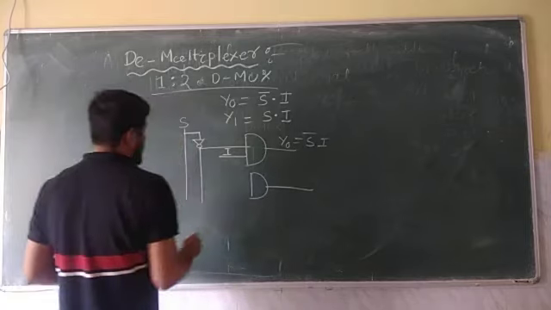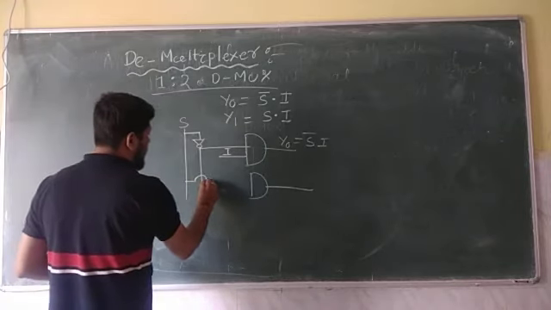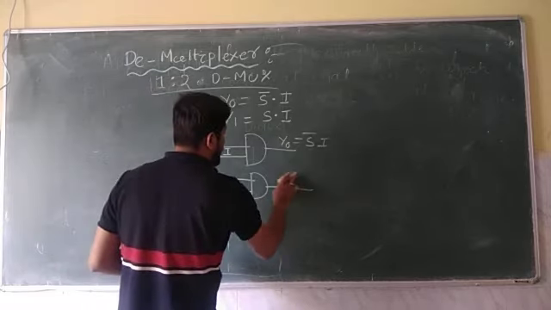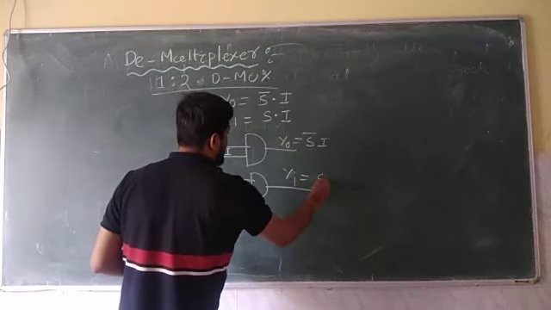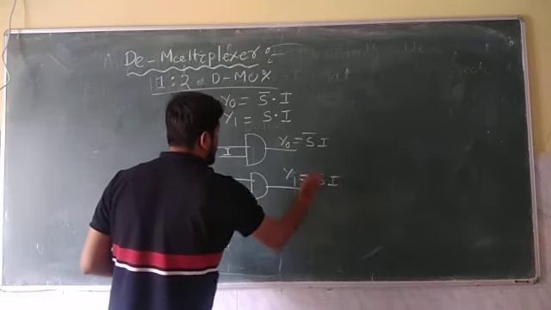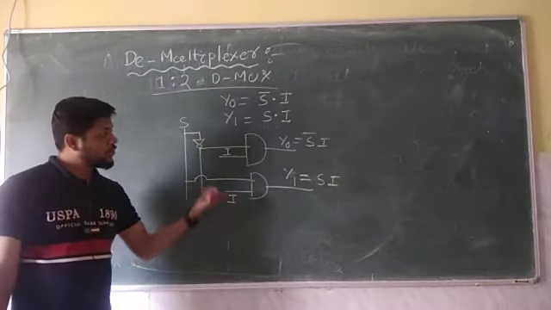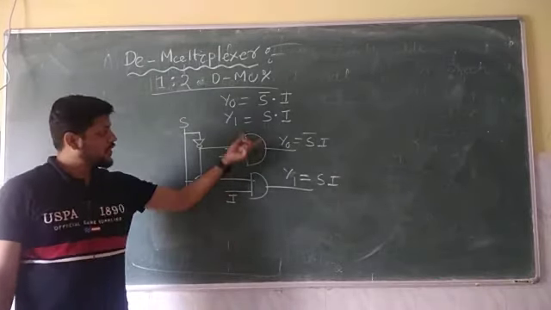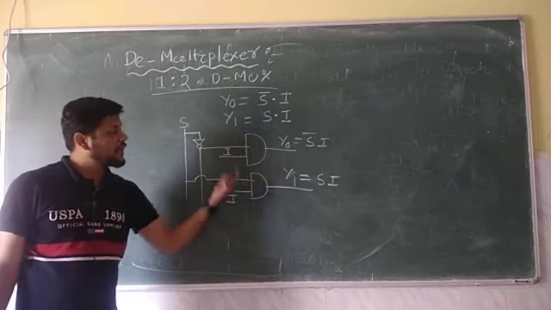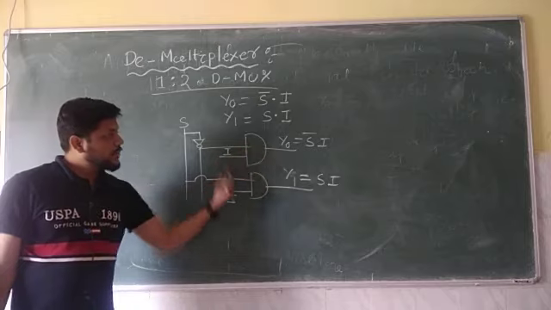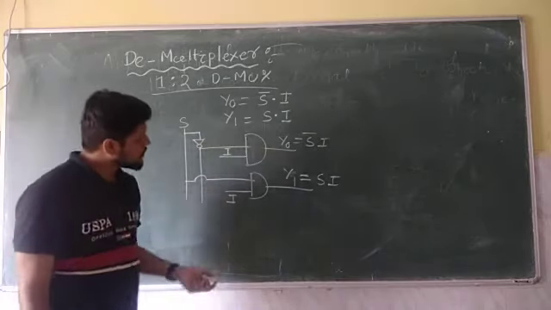Next we have S and I. So here Y1 is equal to S into I. So these are the two parts of your 1:2 demultiplexer circuit. The demultiplexer circuit only consists of AND gates. Hence this is a combination circuit of AND gates.